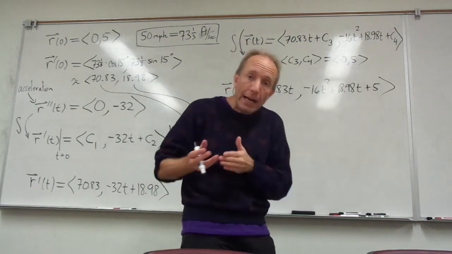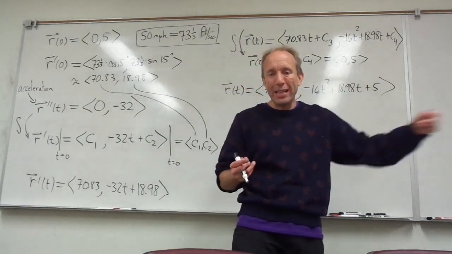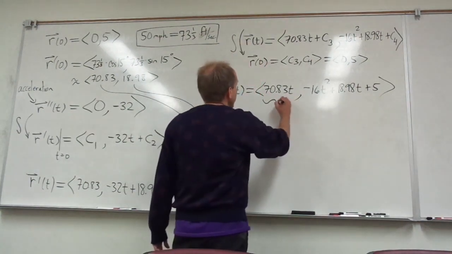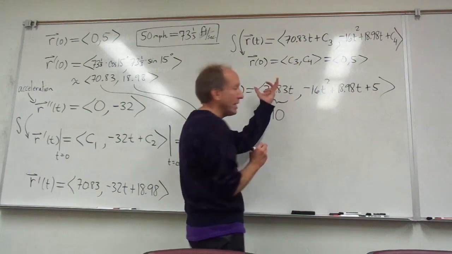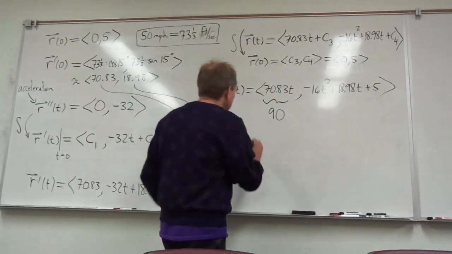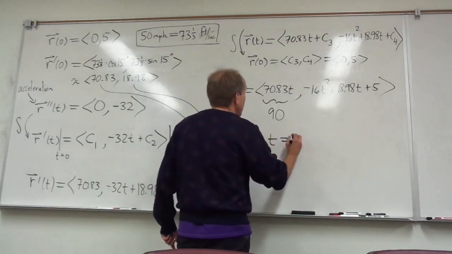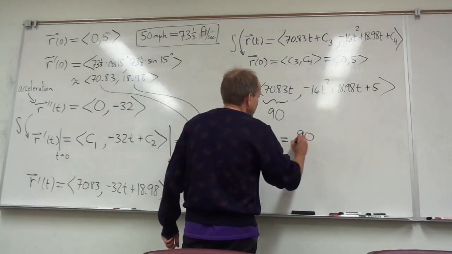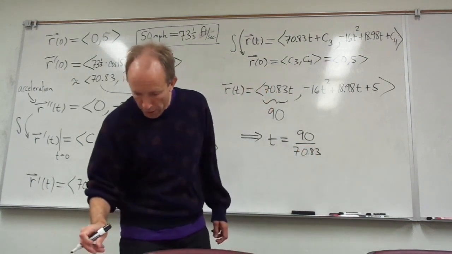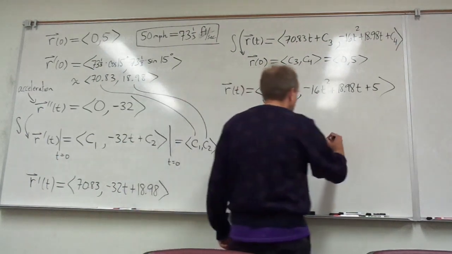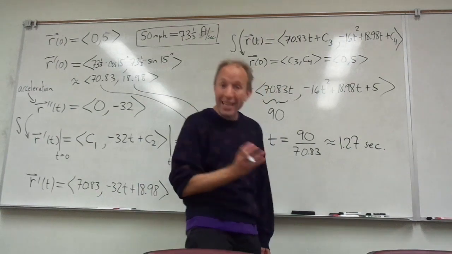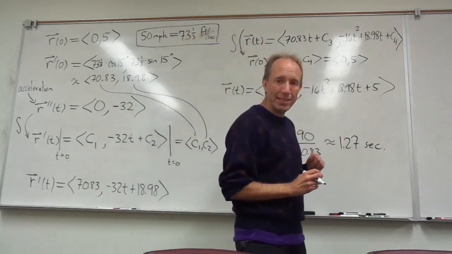when the ball gets 90 feet away from where it started. And that was 90 horizontal feet. So what we are going to do to figure this problem out is set the x component, the horizontal component of the position vector, equal to 90, because that's going to allow me to solve for t. t is going to be 90 divided by 70.83, which is approximately 1.27 seconds. So the ball gets to first base after 1.27 seconds.